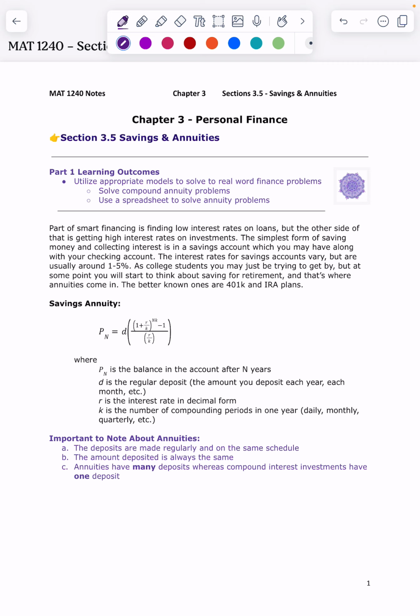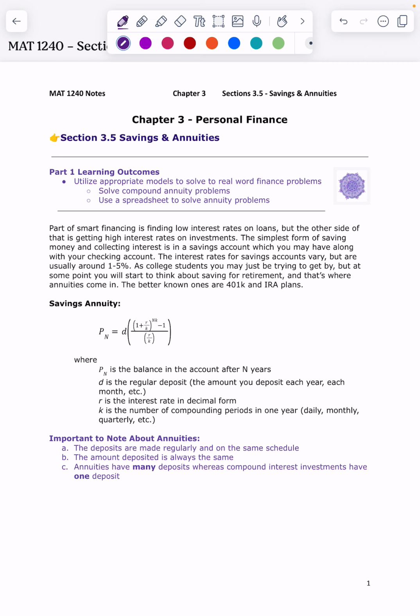So part of smart financing is finding low interest rates on loans, but the other side is getting a high interest on investments. And the simplest form of saving money and collecting interest is in a savings account, which you may have along with your checking account. Interest rates for savings accounts vary, but are around 1 to 5%.